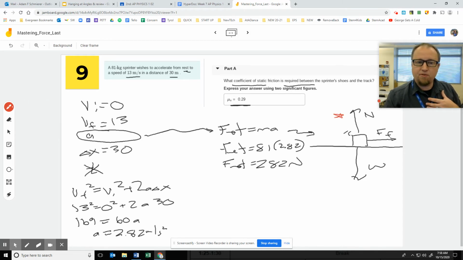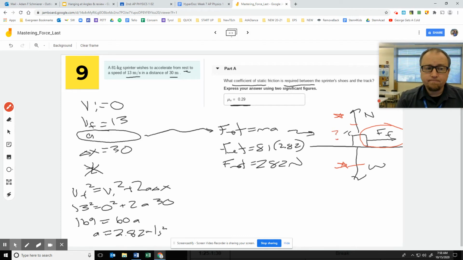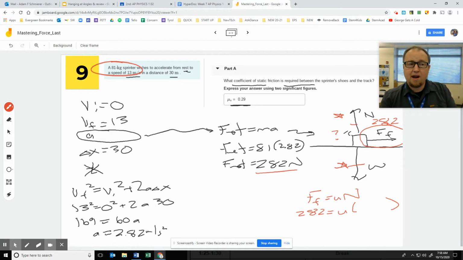Now let's look at my diagram here. I've got a normal force and a weight force. They cancel each other out. Here's my friction. Do I have anything going that way? No. So if my F net's 282, how big is my friction? 282. Okay, so let's think about my equation for friction. Force of friction is mu times normal. What is my friction? 282. Mu is my coefficient of friction. I don't know what it is. Normal force is mass times gravity, the weight force.